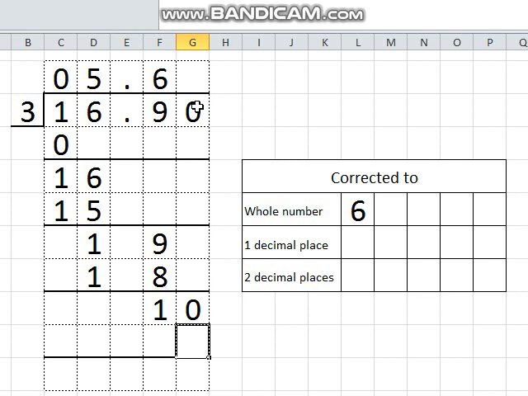So 10 divided by 3, the closest answer is 3. Then the result is 9. When you subtract, you have 1. So you stop here when you want to correct to one decimal place. Check the last digit here, which is 3. When you round this to one decimal place, it becomes 5.6, because this 3 is less than 5.